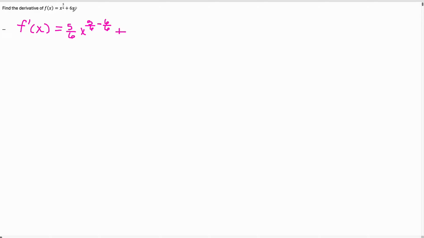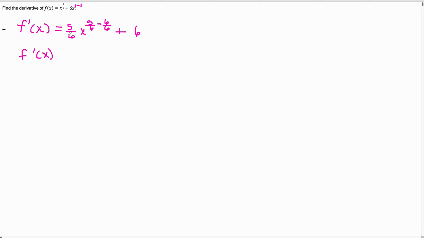Here, let's get the derivative of 6x. That's a little easier. X is to the power of 1, and I just multiply 1 times the 6, which gives me 6. And then when I subtract 1 from 1, I get 0. X to the 0 power is just 1. 1 times 6 is 6. So now we're going to simplify this further.